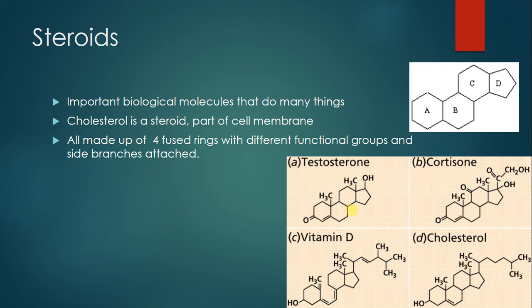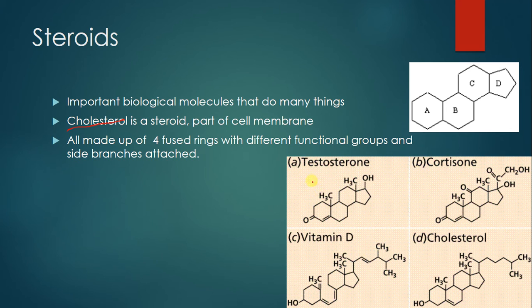And the last form of lipids are steroids. So all a steroid is, is a lipid that fits this pattern of 4 fused rings, 4 hexagons and 1 pentagon ring. And they do a lot of things in your body, and one really important one is cholesterol, which is part of the cell membrane. So they're all made up of 4 fused rings with different functional groups attached to them.